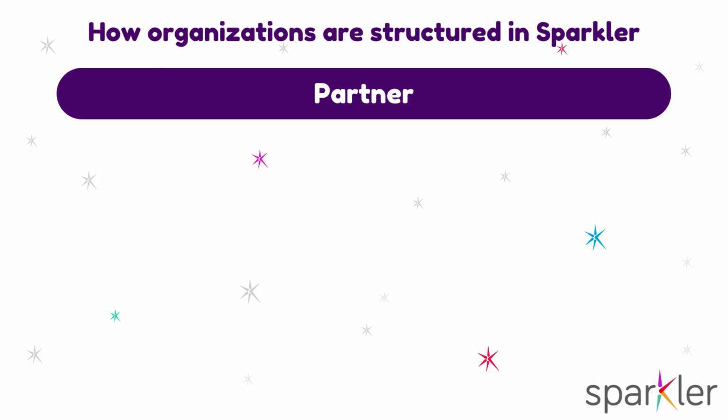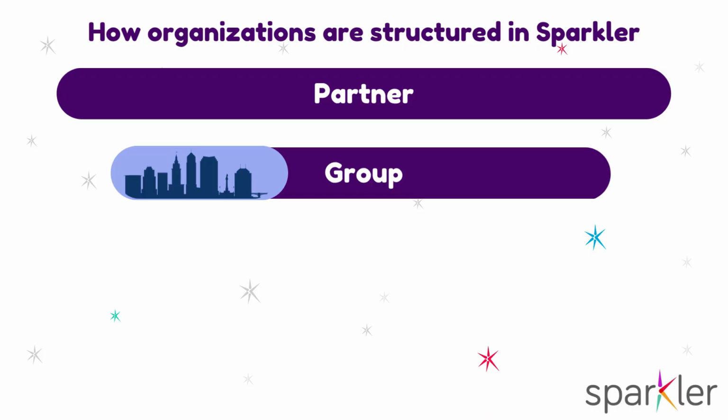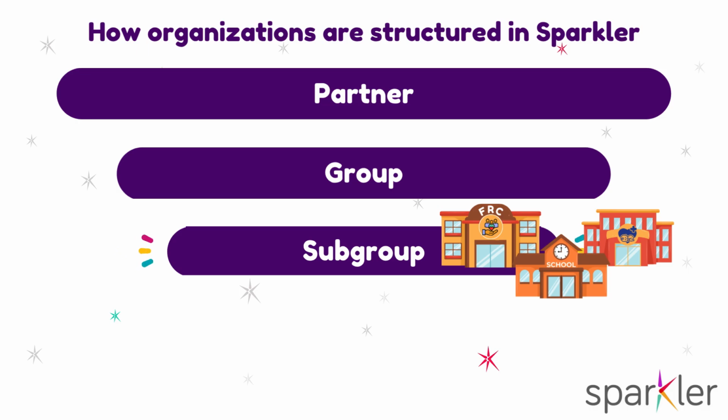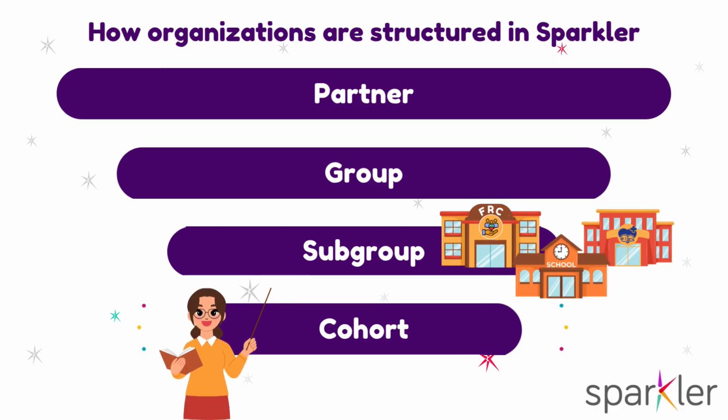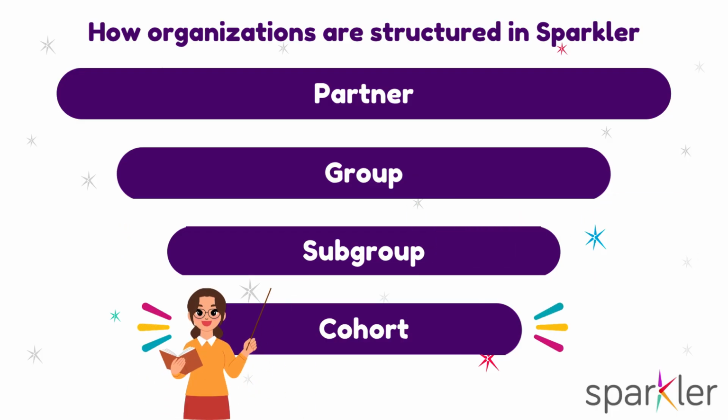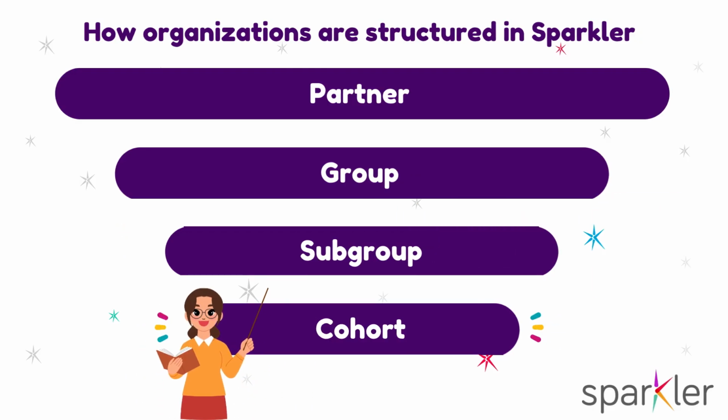Within each partner, there are groups, which might be a geographical region like a county or a city, or a group might be a type of program, like all of the childcare centers or home visiting agencies within your program. Within each group, you'll find many subgroups, which might be individual programs like schools or family resource centers. And within each subgroup, you'll find the smallest level, like a classroom, a playgroup, or a home visiting cohort.